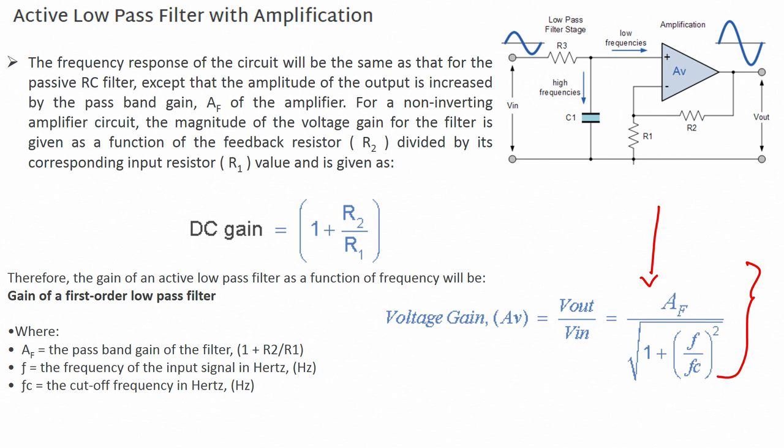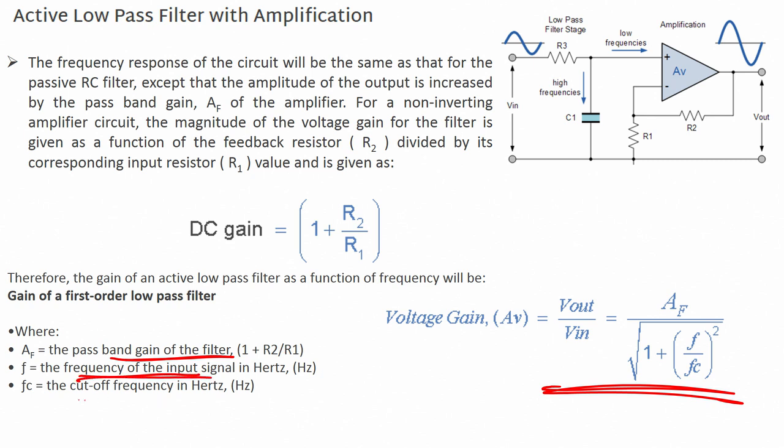That is the idea of this particular course, that at the end of this course you are able to design filter circuits and several analog circuits using operational amplifiers, using MOSFETs and so on. So let us go back here, where AF is the pass band gain of the filter, F is the frequency of the input signal, and FC is the cutoff frequency. This we know, correct.